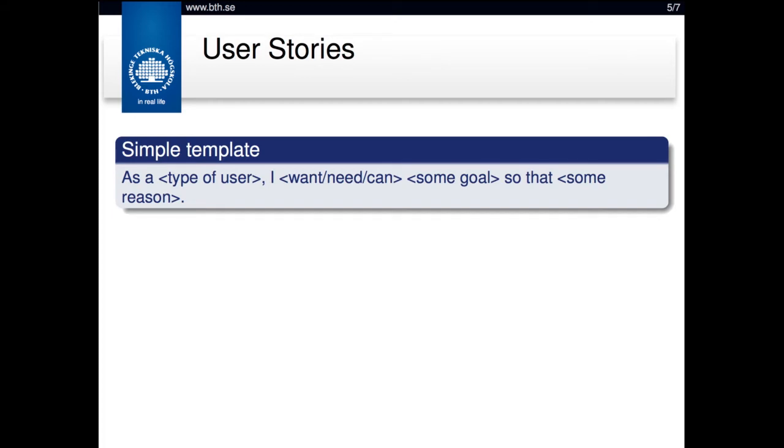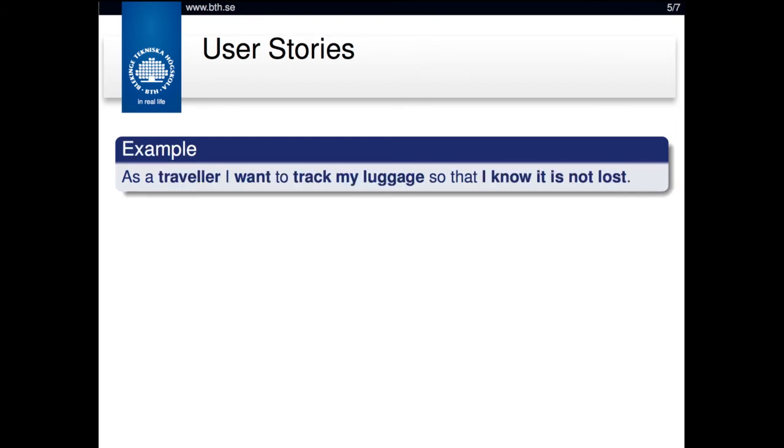An example template for a user story consists of who is the actor in the story, what that actor wants to do, and the purpose for wanting this. You may also wish to qualify whether the actor actually always wants it, needs it, or might want it. An example: as a traveler, I want to track my luggage so that I know it is not lost.